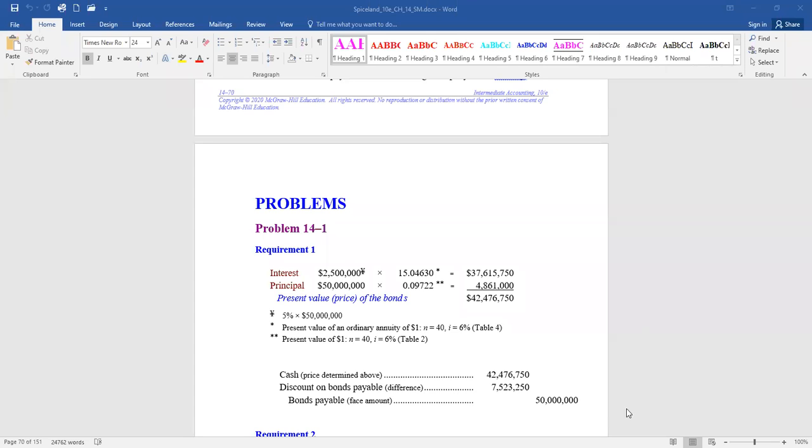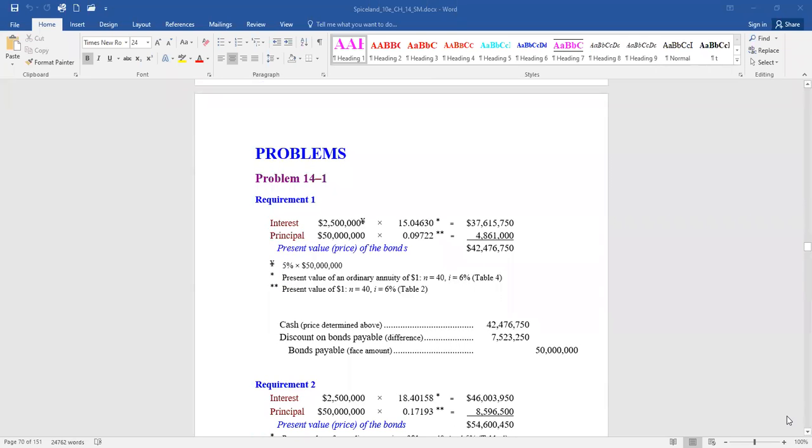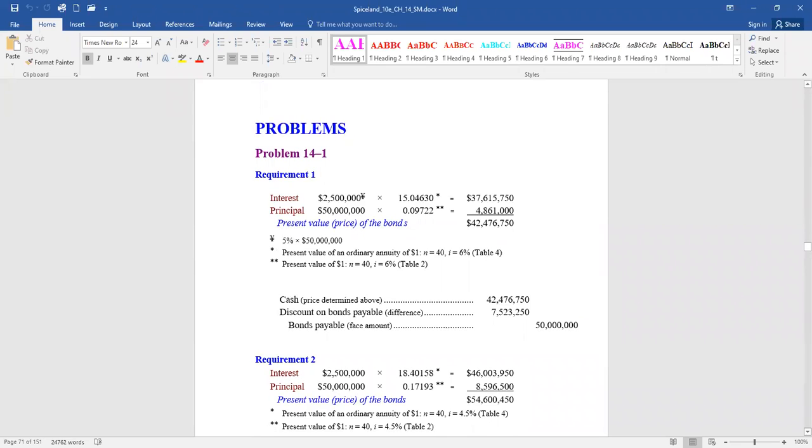Now in the second part, they go, now assume instead the market interest rate is 9%. How would your calculation change? Well, now we're going to use 9% as our market interest rate. Still paying out interest at $2.5 million, but now our I would be 4.5%, 9% market rate divided by 2 interest payments a year, and our N is 40. So now, how much is that interest worth today?